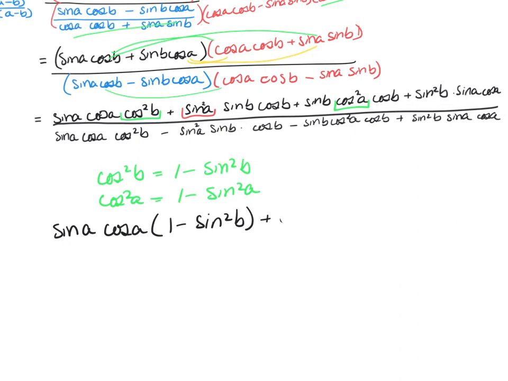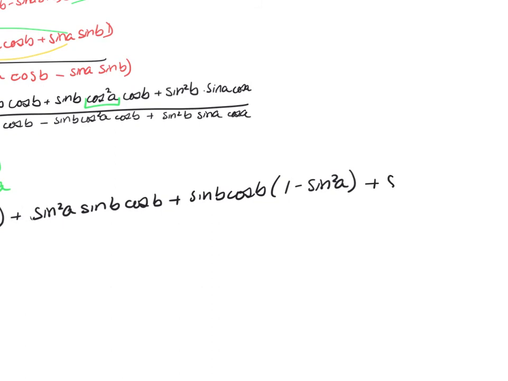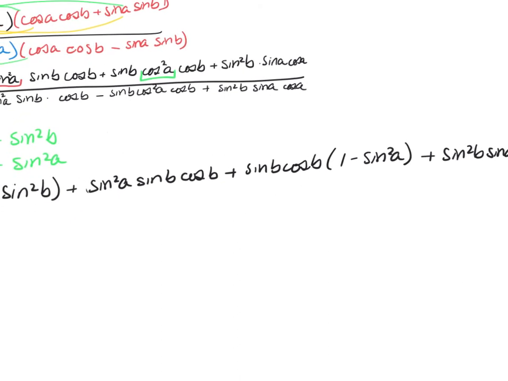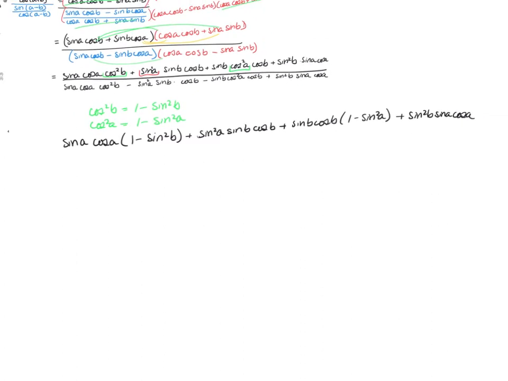Yeah. So I'm going to get the sine squared of A, the sine of B, cosine B, plus the sine of B, cosine B, and then 1 minus the sine squared of A, and then plus the sine squared of B, the sine of A, the cosine of A. Now, that's just the numerator. All right. Now, let's just work with the numerator, because it's going to be something similar to the denominator.